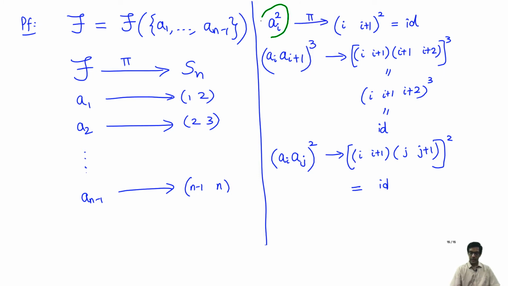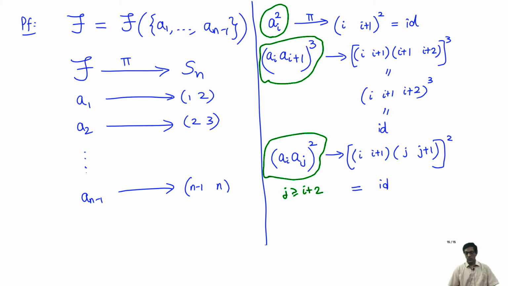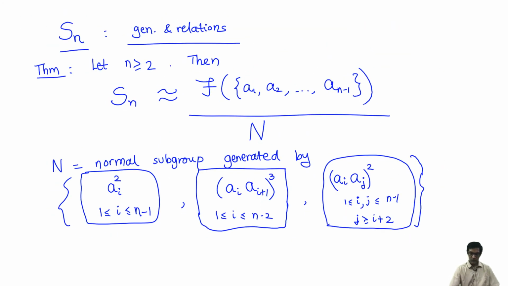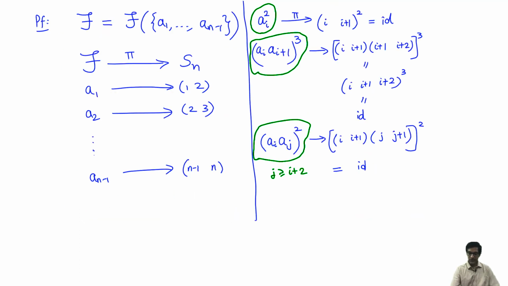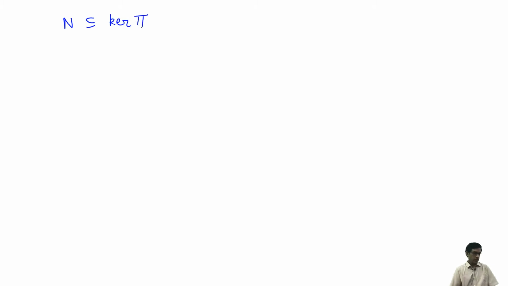So a_i squared is surely in the kernel, (a_i a_{i+1}) cubed is in the kernel, and (a_i a_j) squared is in the kernel. This is for j at least i plus 2. Okay, so we know for sure that the subgroup N that we wrote out, the normal subgroup generated by these elements, is surely contained in the kernel. So what we know is that this normal subgroup N, like in the case of SL3, is contained in the kernel of pi. And again, one proceeds in the same fashion as before.